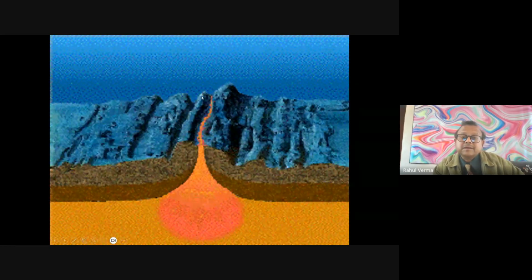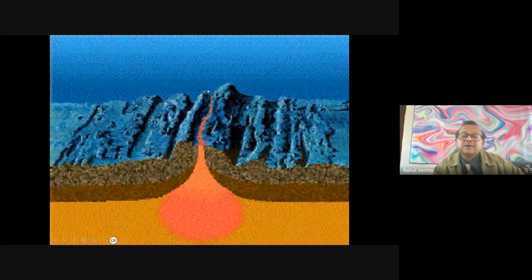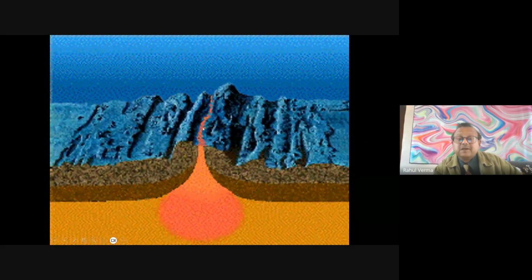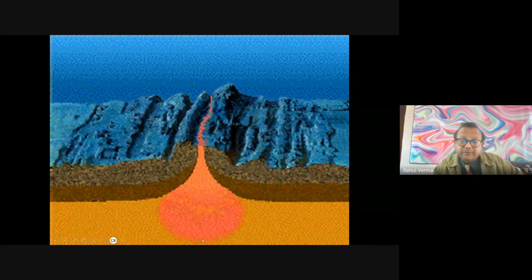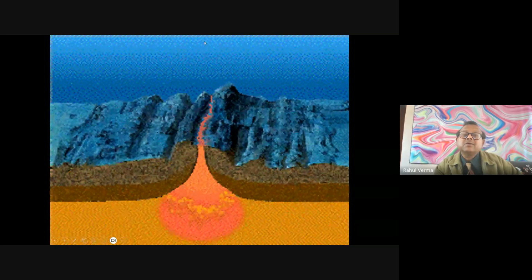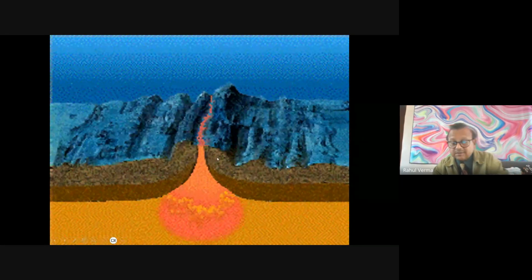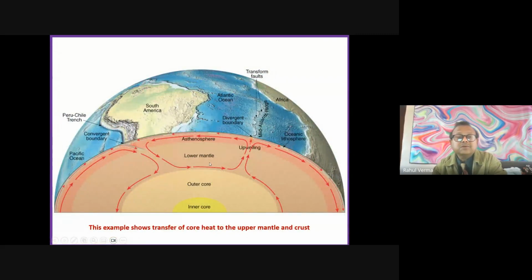This magma comes up under the sea floor, and then you get a lot of ridges because they immediately cool, because they come from a very high temperature and they collide with a very low temperature regime below the oceans. Now you see, this is what happens.